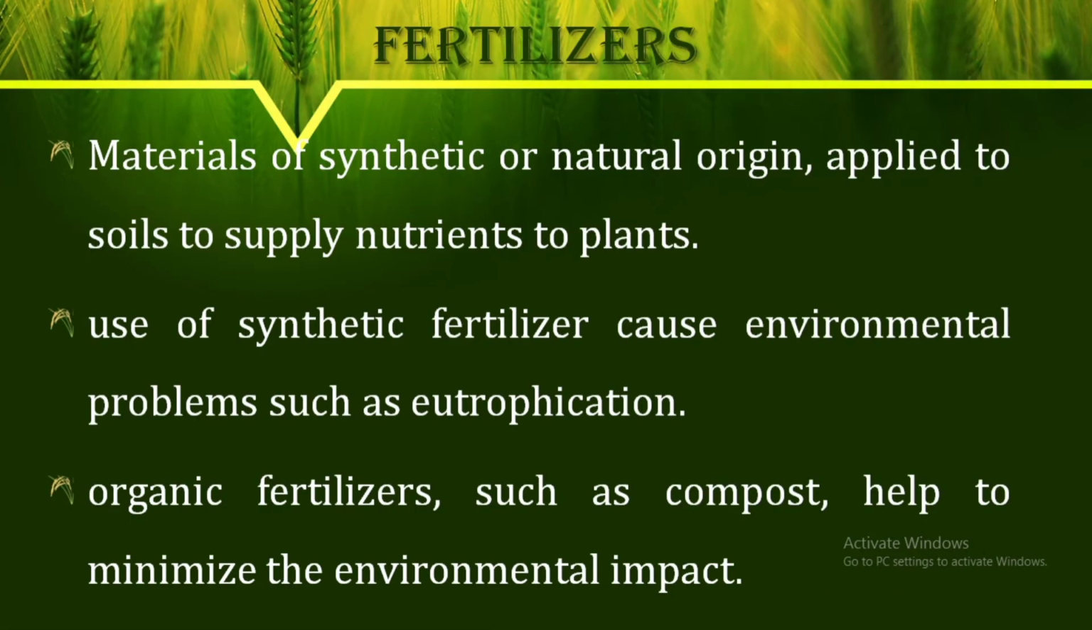Now let us see the fertilizers. Fertilizers are materials of synthetic or natural origin which are applied to soils in order to supply nutrients to plants. Synthetic nitrogen fertilizers such as urea are made from ammonia. Phosphorus is extracted from minerals containing phosphate and is often treated to form soluble phosphate salts, which are easily accessed by the plant. The use of synthetic fertilizers can cause environmental problems such as eutrophication, though.